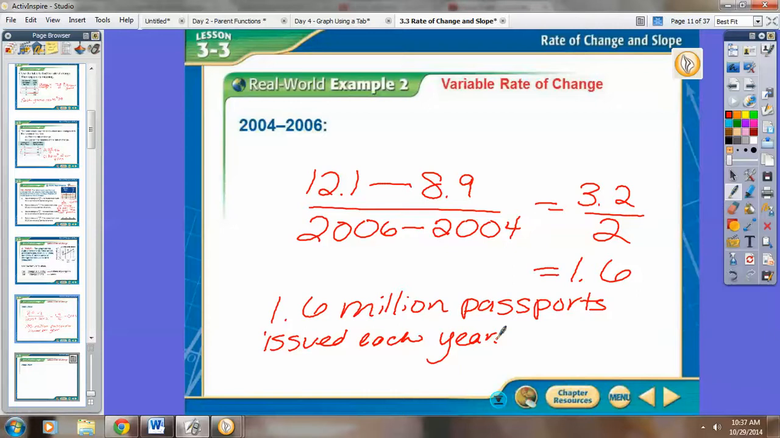You had to do both of those? Like 2002 to 2004? Yeah, they're just two separate problems I was asking you.